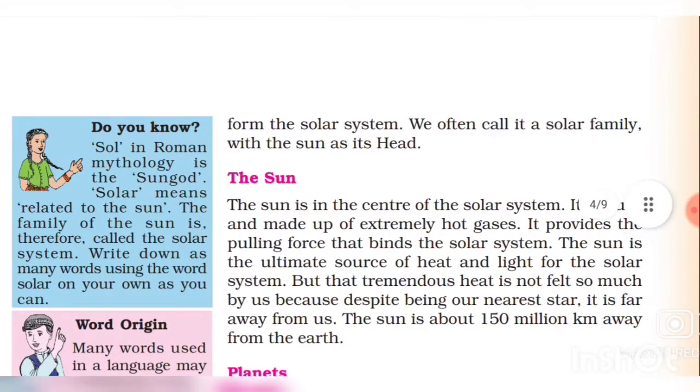And the sun is at the central position, and it is made of huge hot gases. It provides the pulling force that binds the solar system. And the sun is the ultimate source of all energy. And because of the distance, the sun's distance from us is 150 million kilometers, that's why we do not feel so much heat of the sun.